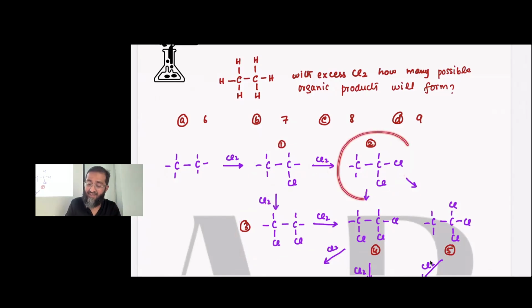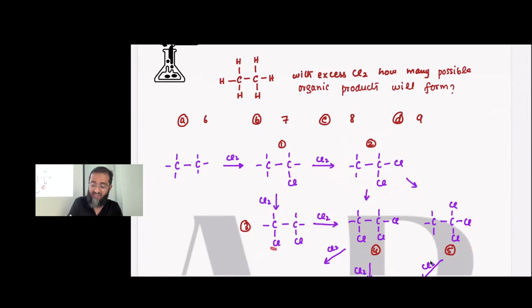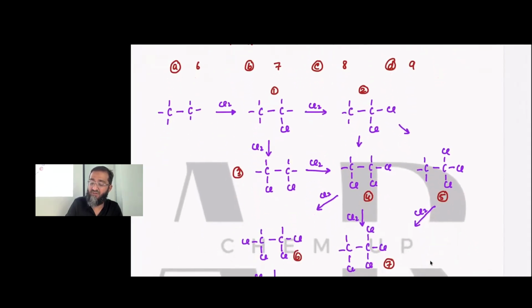Now, if you look at the second product, which I have marked second, when it reacts, it is again going to form 2 more products, isn't it? The product number 4 and the product number 5. And the product number 3, which was formed from the first, is actually going to make only the 4th one, because it is again a symmetrical molecule. So see, in total, how many products will we get? 5. Now, when 5 reacts, it is actually going to form only 1 product, because all of the chlorines on one carbon are substituted, and it is going to make another hydrogen on another carbon, right? So you will get this one.